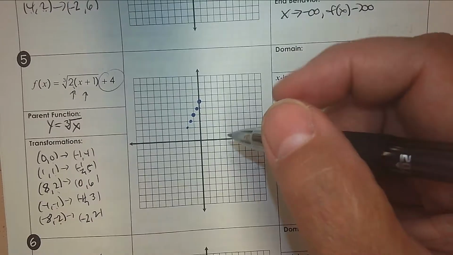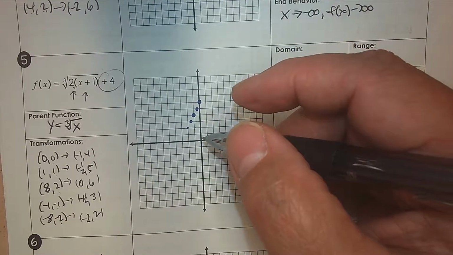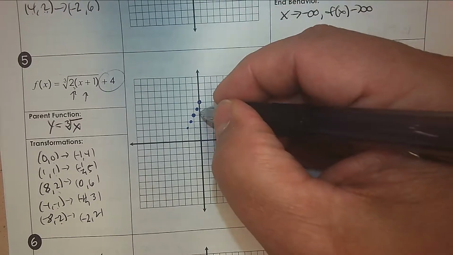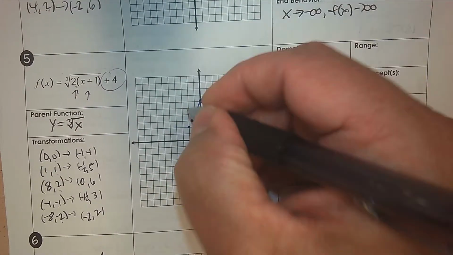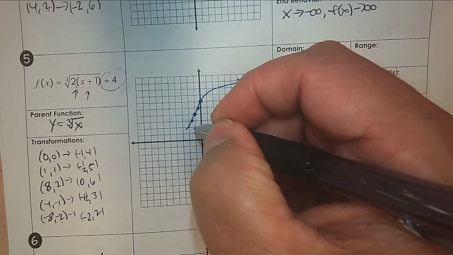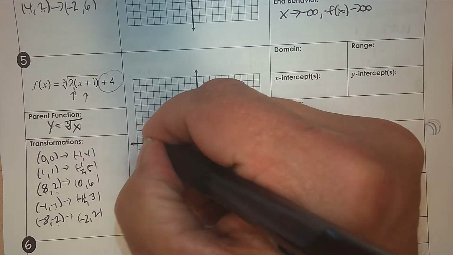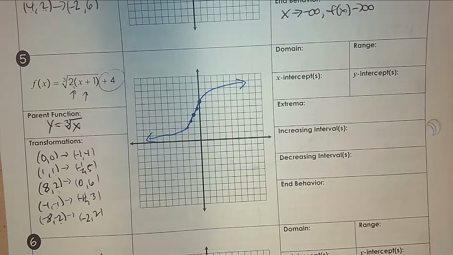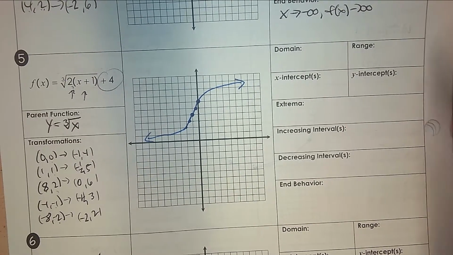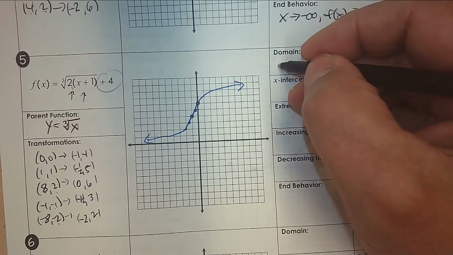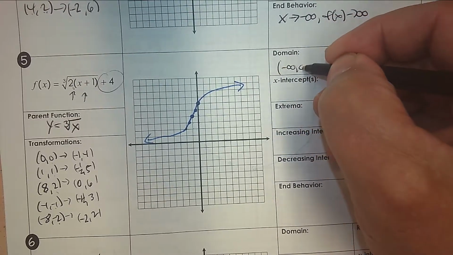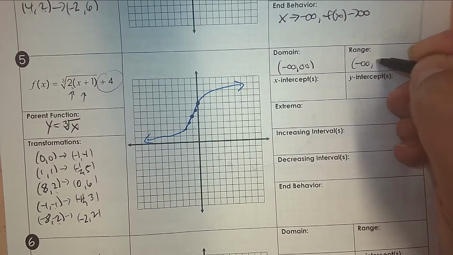Remember the curve of this. So as you're curving it, remember what the curve is going to look like. Kind of looks like an S. What's the domain of this? It's all real numbers. What's the range? It's all real numbers.